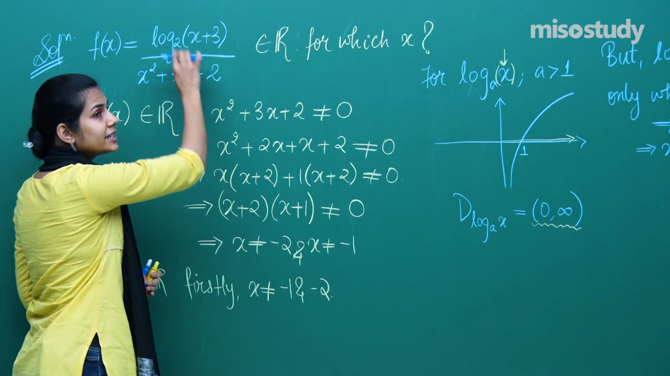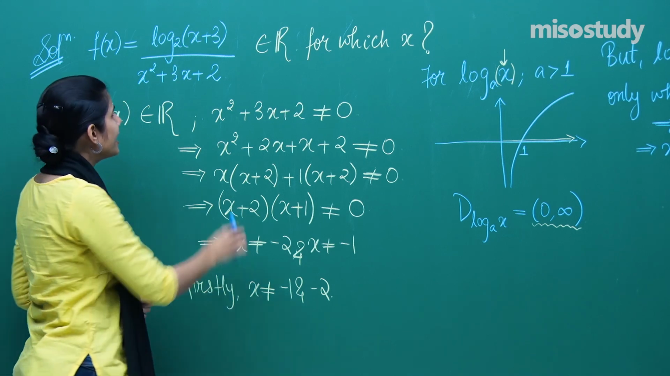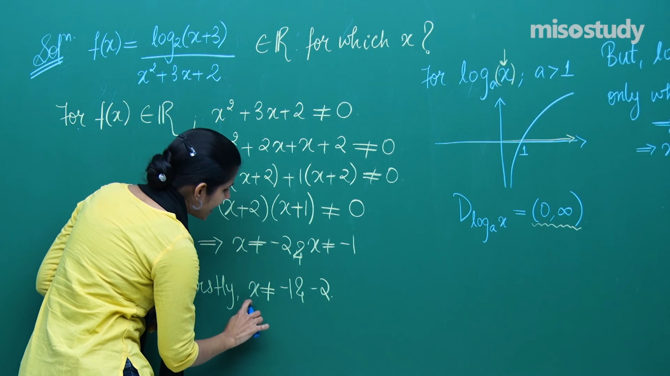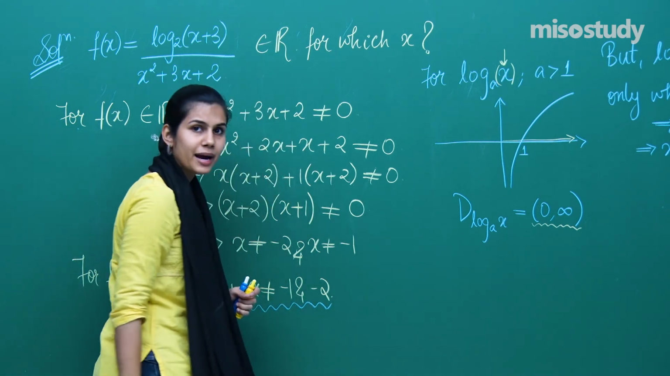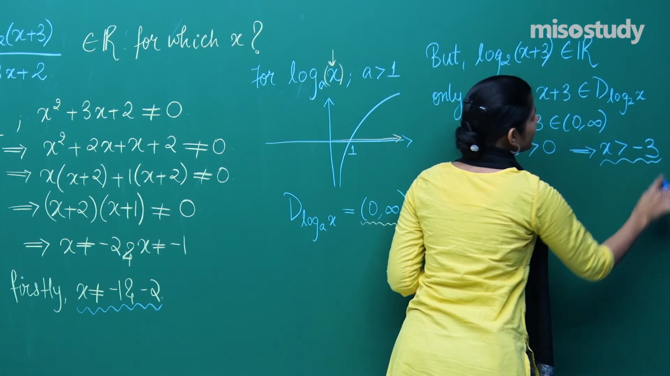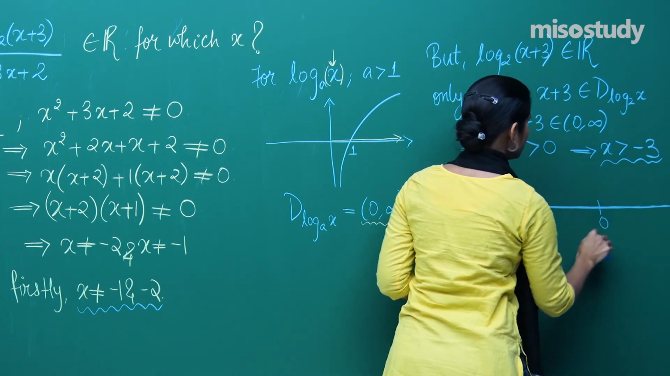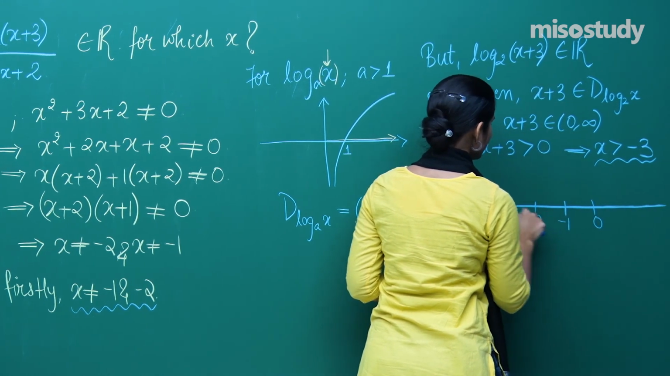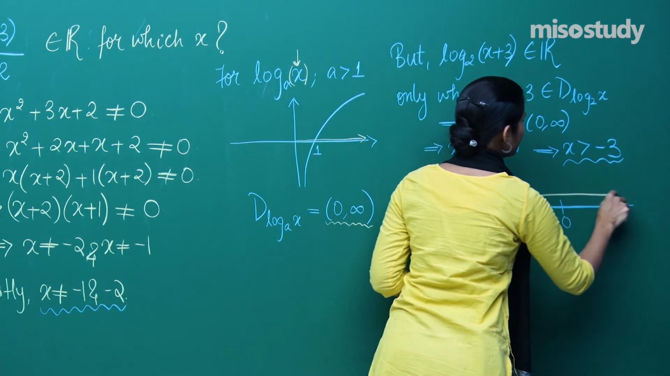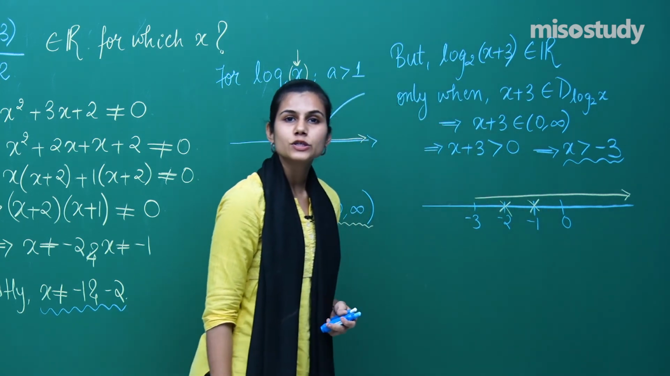So both of them are creating individual problems for f to land inside R, and that is why we have to deal with both of them individually. We have got that x should not be equal to minus 1 and minus 2, and we want that x should be strictly greater than minus 3. So on the real line, this is minus 1, this is minus 2, this is minus 3. I want my x to be strictly greater than minus 3, but I want it to be not equal to minus 2 and not equal to minus 1.